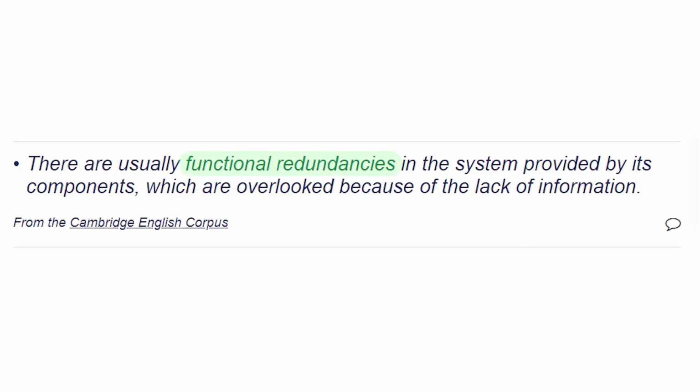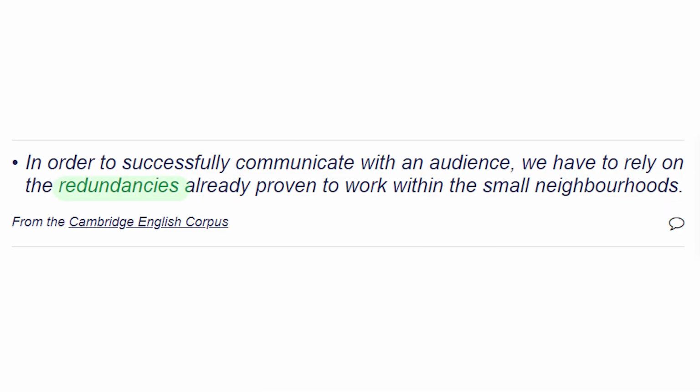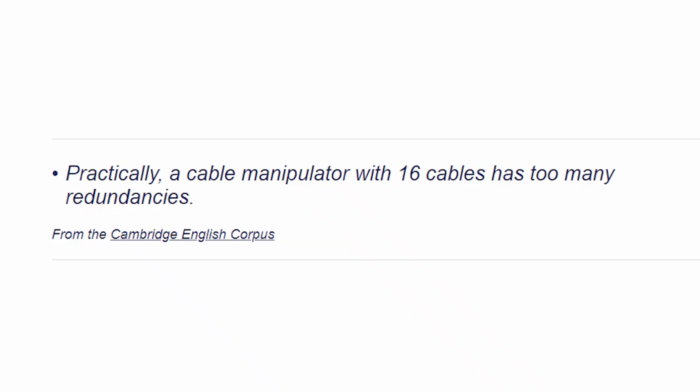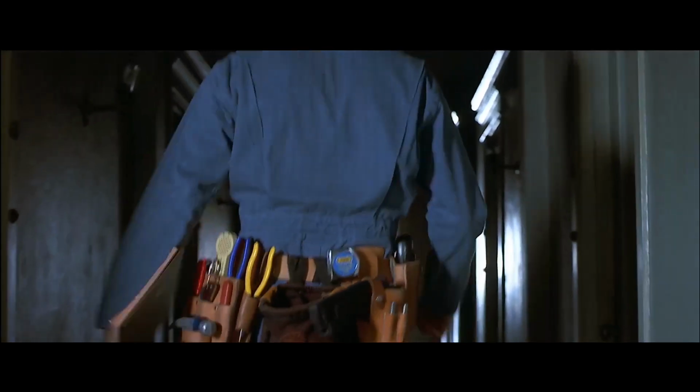Functional redundancies in a system. Or how about this one? In order to successfully communicate with an audience, we have to rely on the redundancies already proven to work within the small neighborhoods. Or this one. Practically, a cable manipulator with 16 cables has too many redundancies.